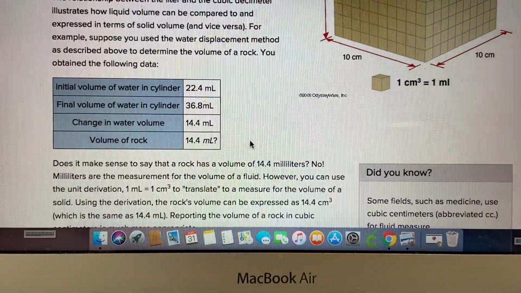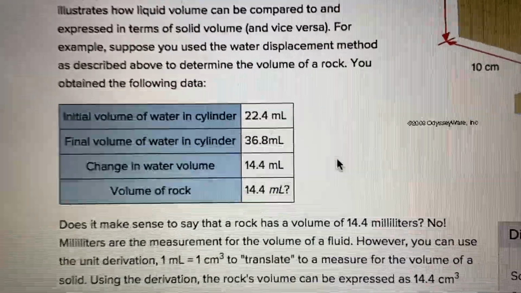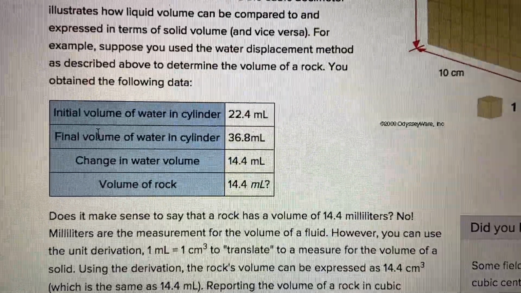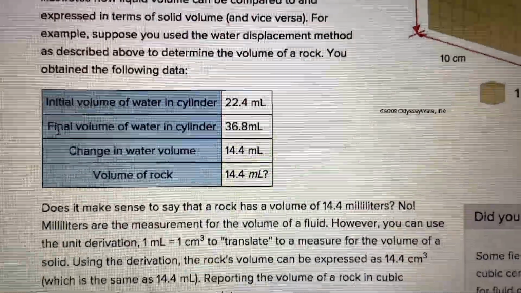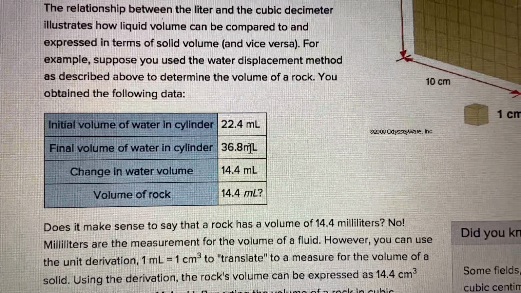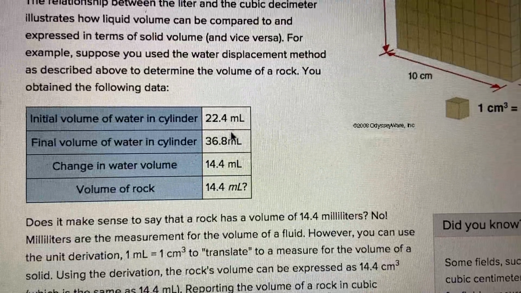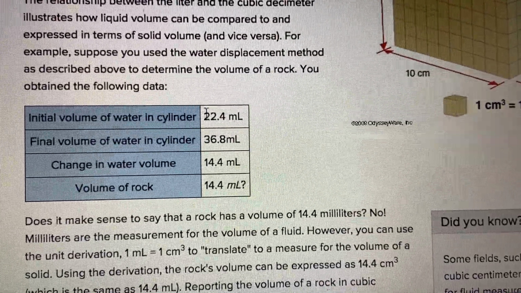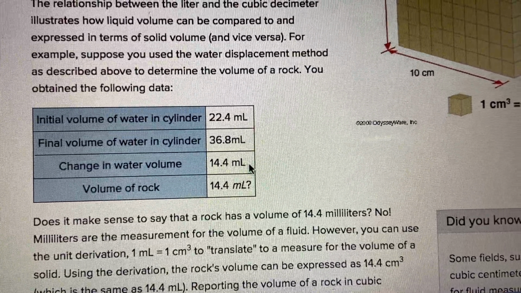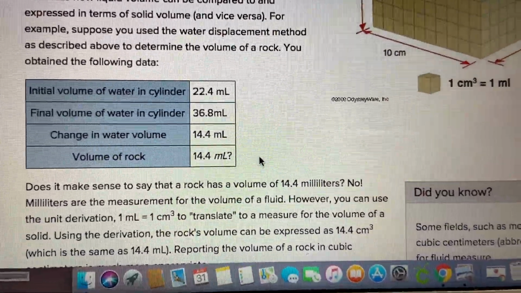Okay, so let's say you had a cylinder with water in it, and the cylinder started off at 22.4 milliliters, okay? Then you added the rock to the cylinder. Now you have a measurement of 36.8 milliliters. The change in water volume is the difference between these two numbers. So 36.8 minus 22.4 is going to give you this change in water volume. So that's 14.4 milliliters. So the volume of the rock is 14.4 milliliters.